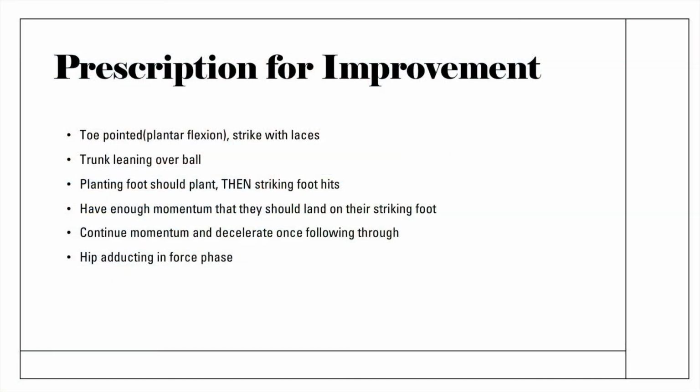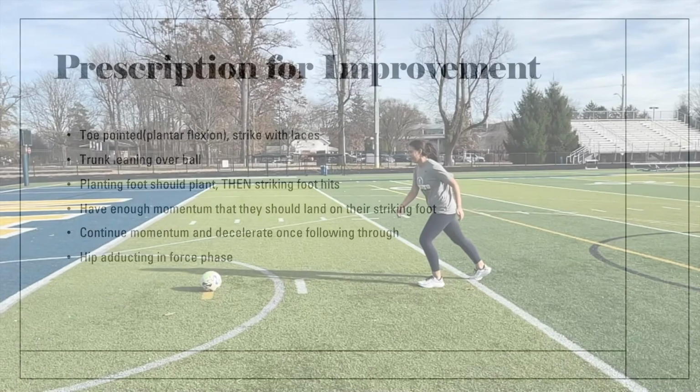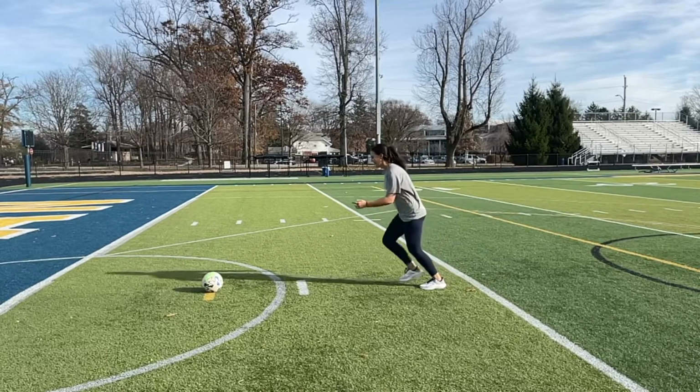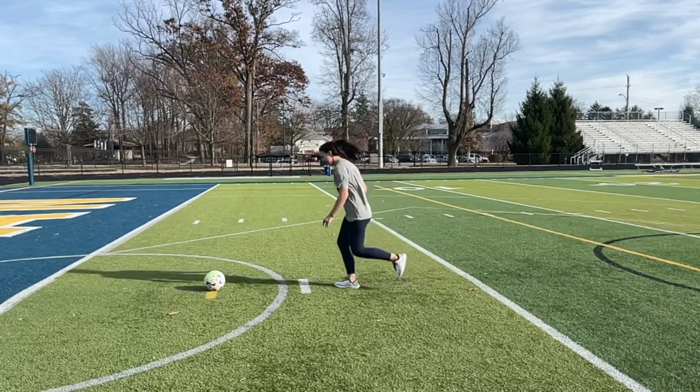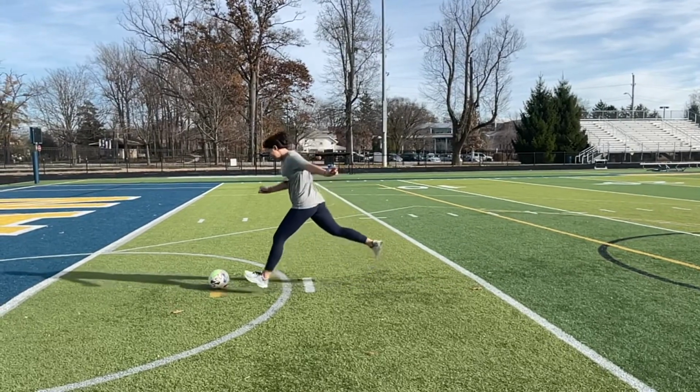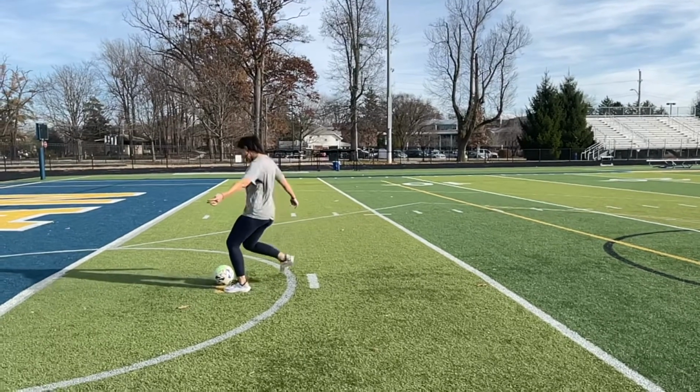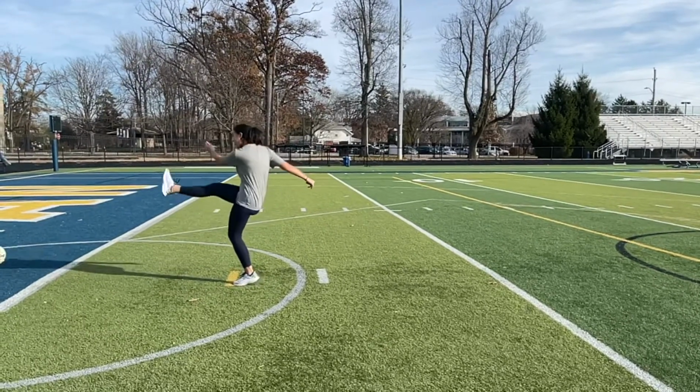Prescriptions for improvement. The athlete should point her toe and strike the ball with her laces. Her trunk should be leaning over the ball. The planting foot should plant and then the striking foot hits the ball. She should have enough momentum that she lands on her striking foot. She should continue momentum and decelerate once following through. And she should abduct her hip in the force phase.